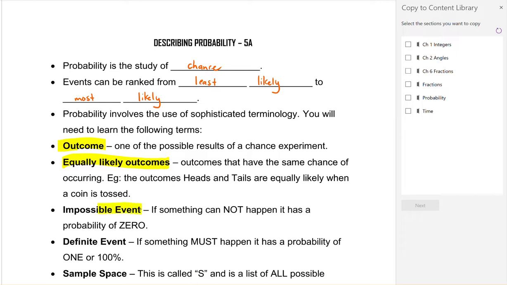An impossible event is an event that cannot happen, and it has a probability of 0. So something that cannot happen, if I have my normal 6-sided dice, the probability of rolling a 7 would be 0 because there is no 7. It's impossible for that to happen.